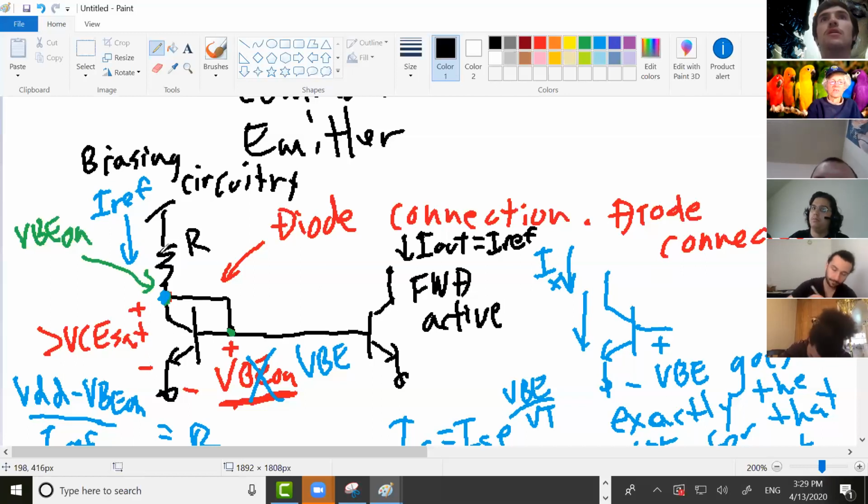So the left side is there to generate a VBE for a particular current. And then you can use that VBE on a whole bunch of other transistors to get that same current, to reproduce that current. And this side is generally called a mirror.